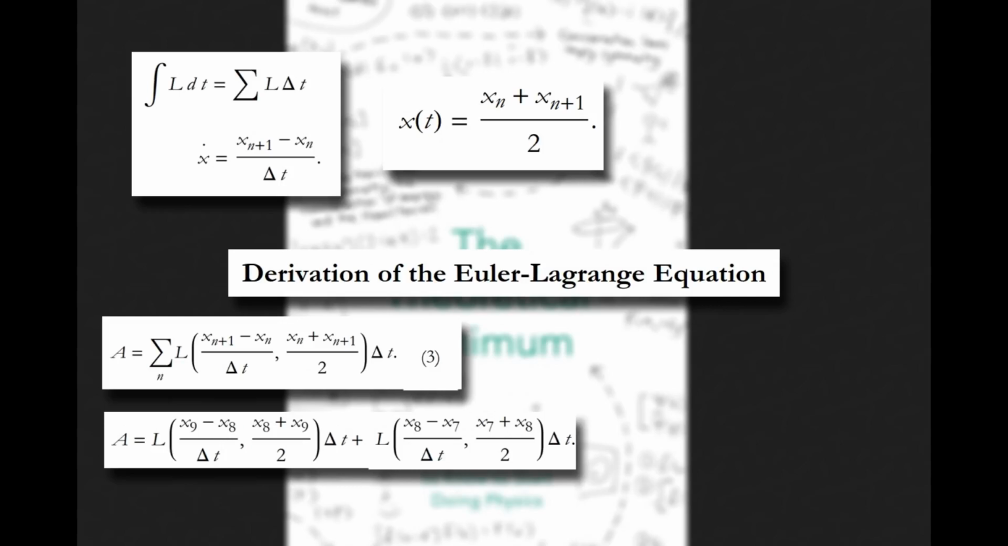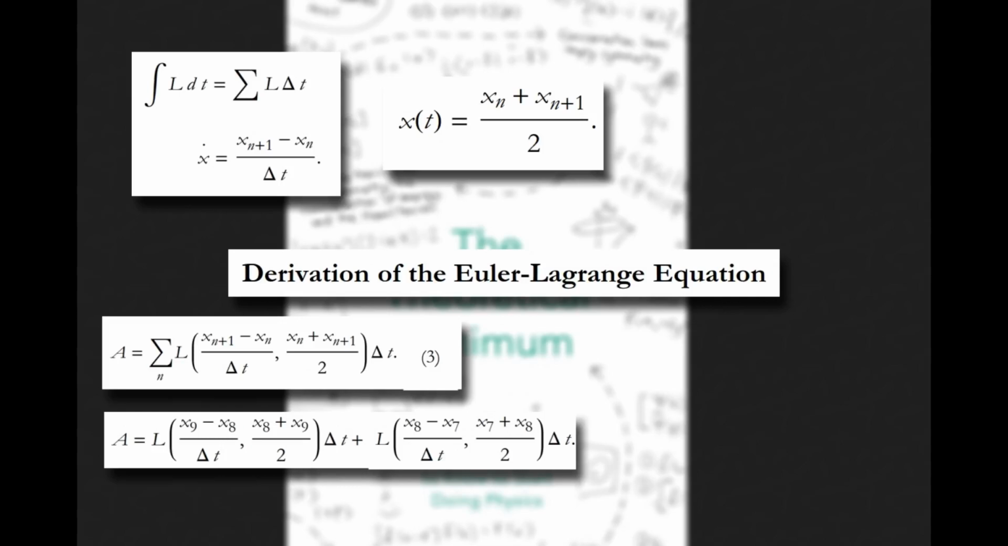That means A equals the summation over n of L, a function of (x at n plus 1 minus x at n) by delta t, and (x at n plus x at n plus 1) by 2, times delta t. This is equation 3. I have very explicitly taken the action apart into its components, almost like writing a computer program to evaluate it. Now suppose we want to minimize the action by varying any one of the x n and setting the result equal to 0. Let's pick one of them, say x8. Any other one would have been just as good.